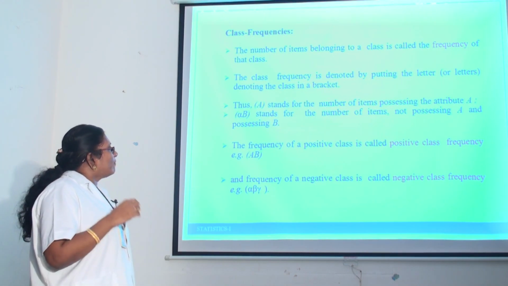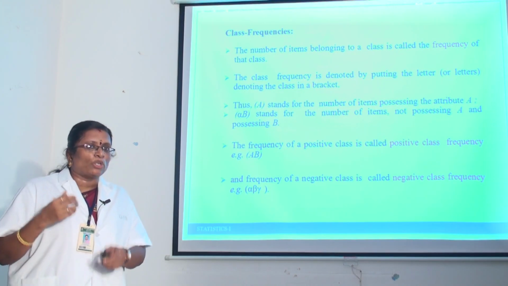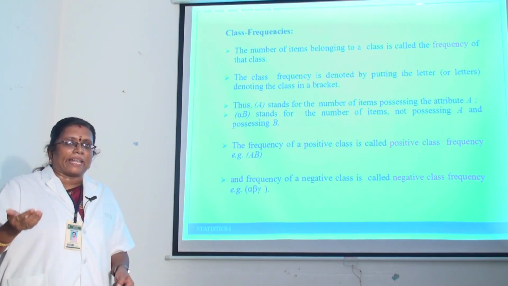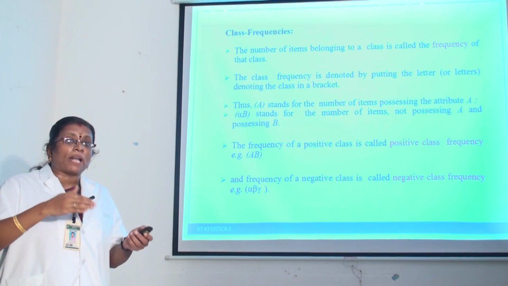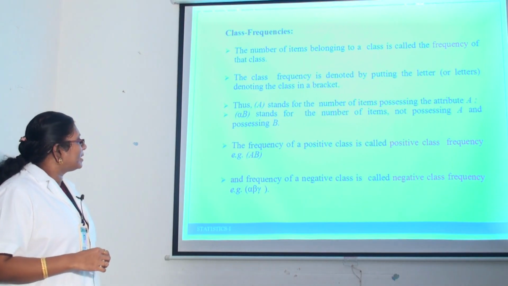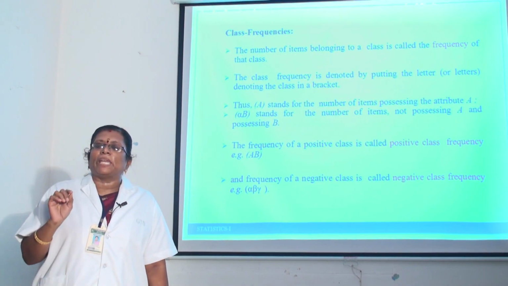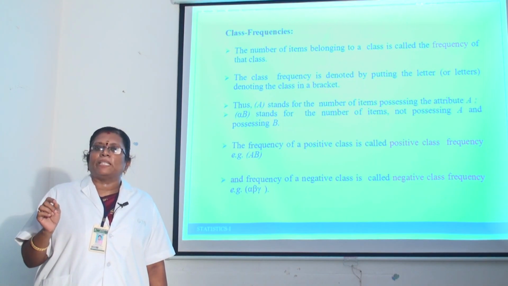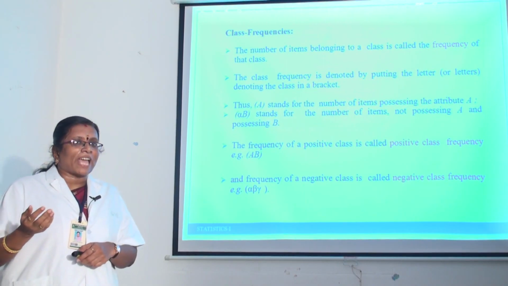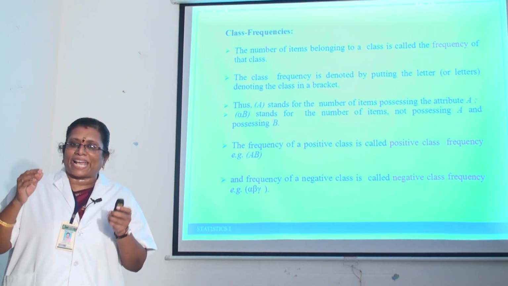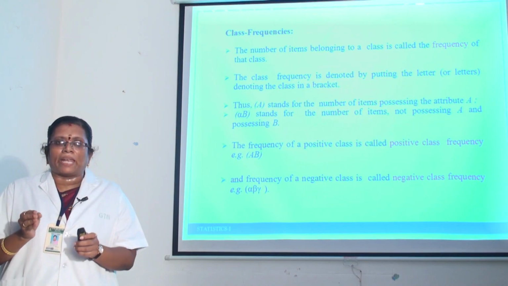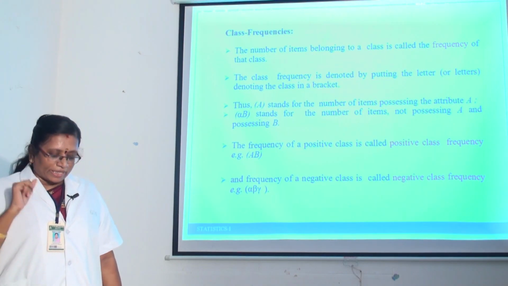Similarly, the frequency of a positive class. Already we told there are 2 classes, one is the positive class and another one is the negative class. When this class frequency is added, it becomes positive class frequency, and similarly negative class frequency. So positive class frequency means everything is in capital letters written inside the bracket. Then negative class frequency, obviously you can guess, is writing all the negative, alpha, beta, alpha, everything inside a bracket. We say that as negative class frequency.